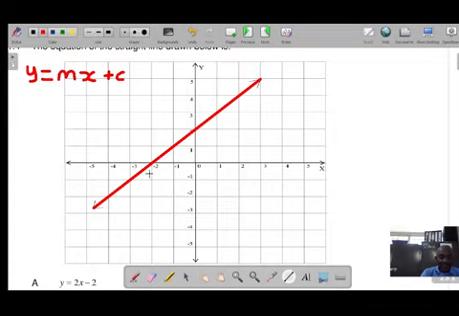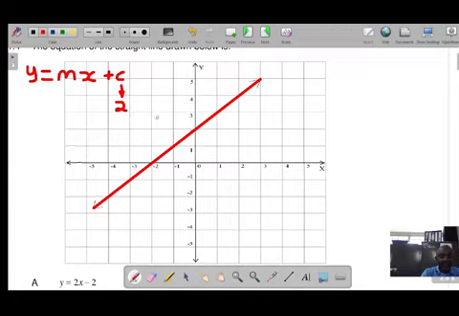Somebody can say, what about this negative 2 here? The negative 2 is called the x-intercept, but the c in my equation is called the y-intercept. So I must take this positive 2 here, right? So my c, guys, is positive 2.